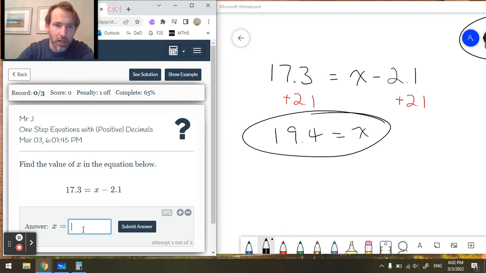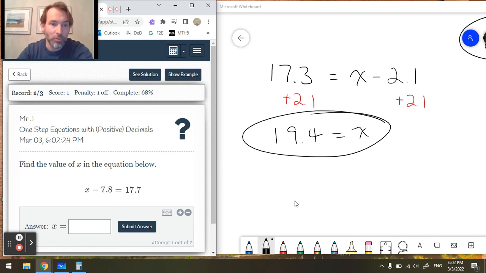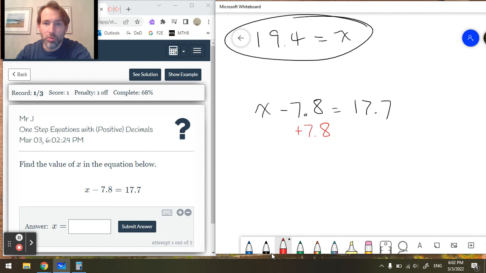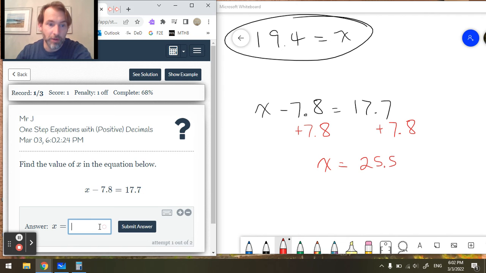19.4 is equal to x. x minus 7.8 is equal to 17.7. Well, I have x minus 7.8 is equal to 17.7. Add 7.8 to both sides because I'm subtracting 7.8 from x, so let's add it back. So this is 0, but I have to add it to both sides. And then x is equal to 17.7 plus 7.8. So that would make that an 8. So it's 25.5. I had to carry some numbers there. I'm not entirely sure. Hooray! Okay, so that's how you do those.